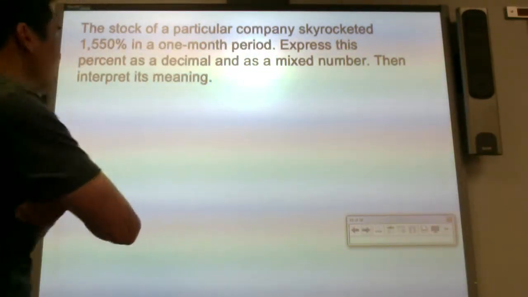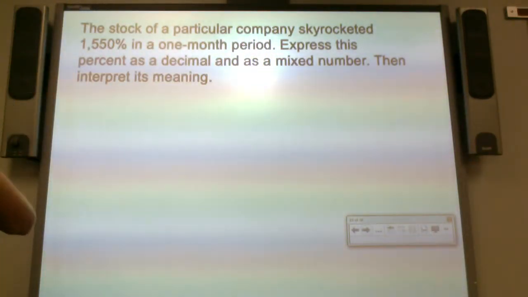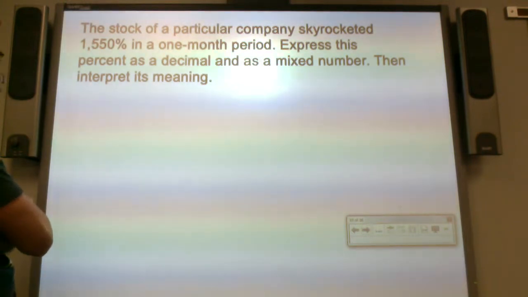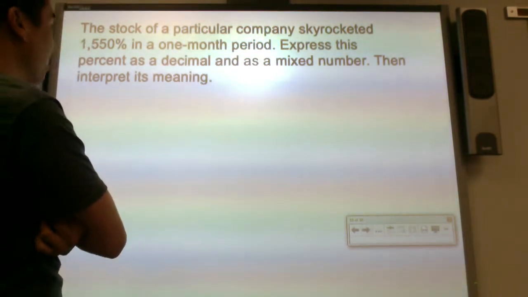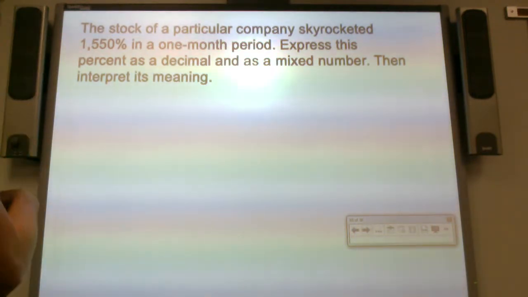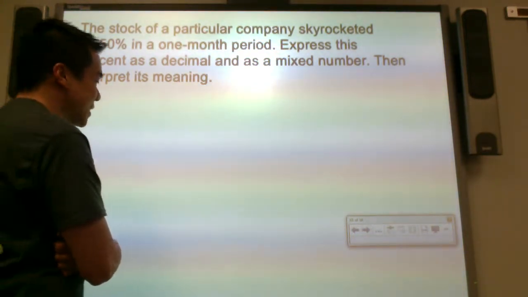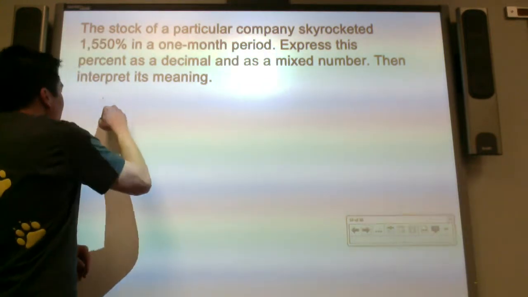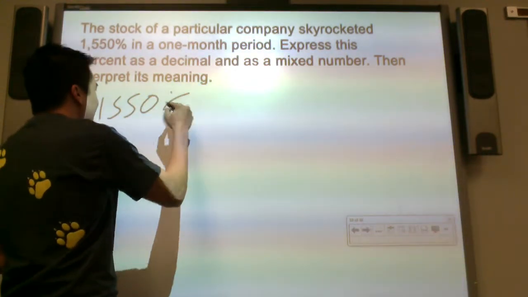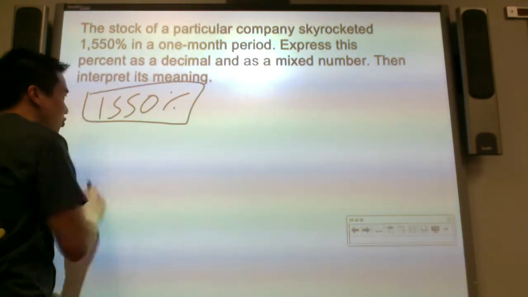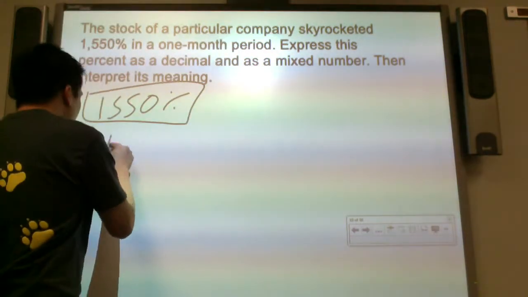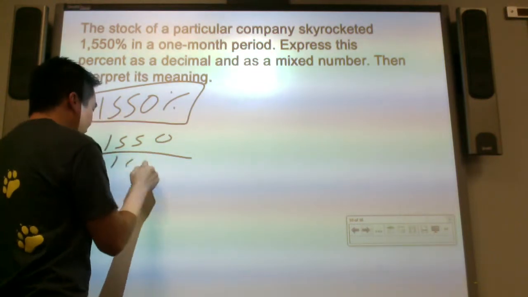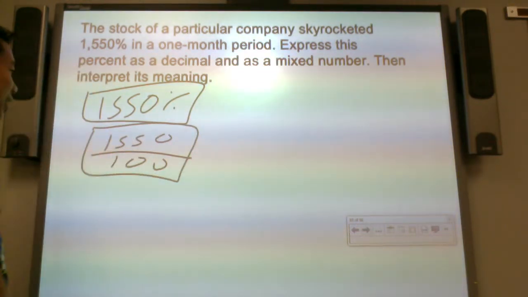The price of a particular stock skyrocketed 1,550% in a 1-month period. Wow. Talk about making a lot of money if you had invested when it was earlier. Express this percent as a decimal and as a mixed number. So let's copy this down. It's 1,550%. So that's the first one. What does percent mean again? It's per 100. So it's 1,550 per 100. So this is a fractional form.